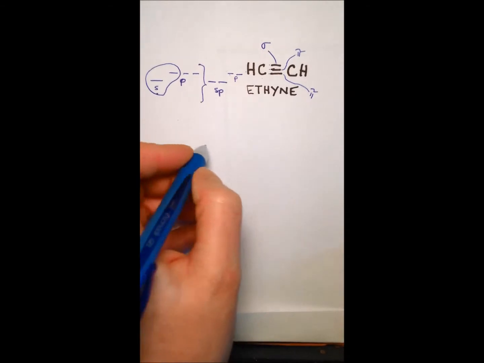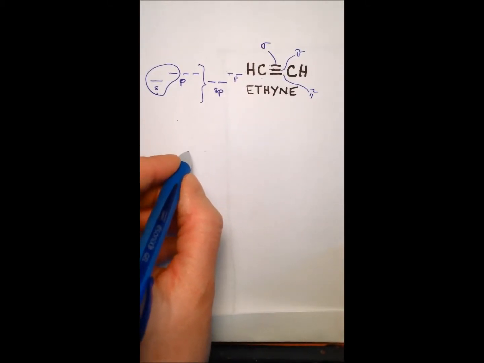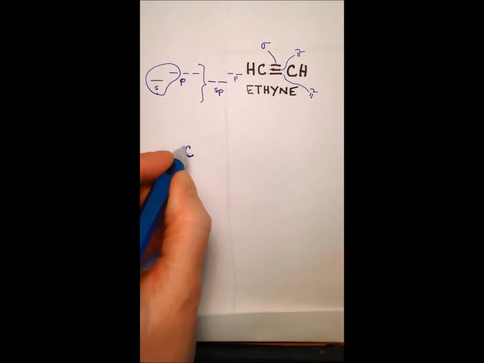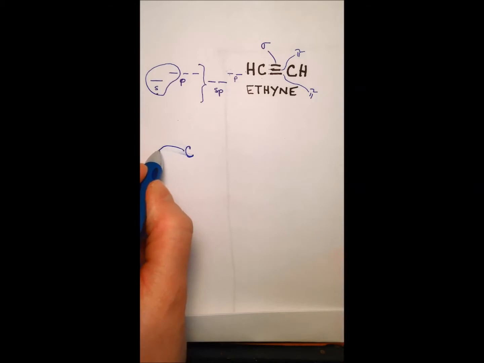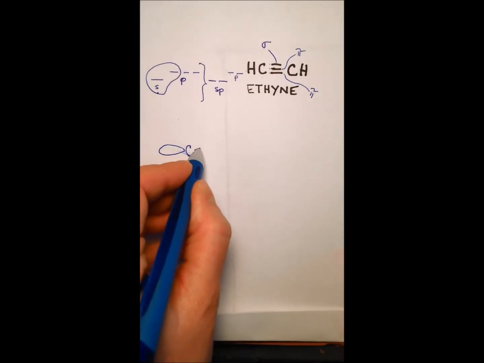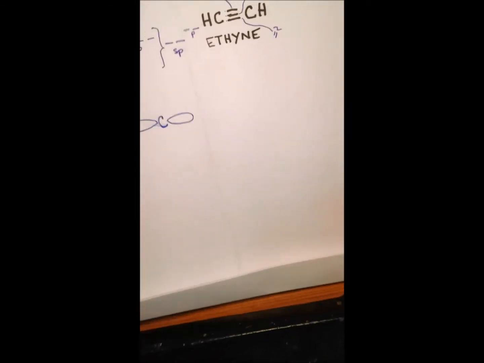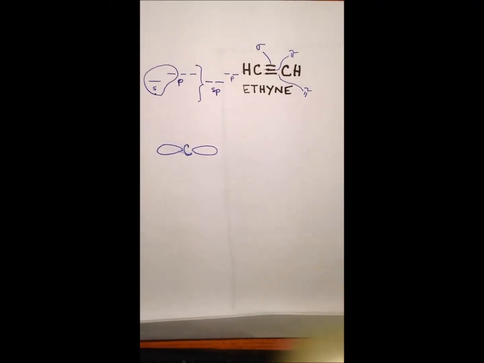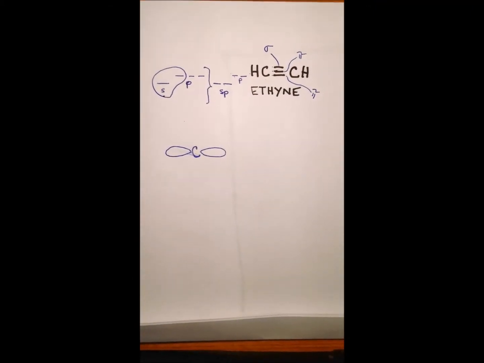And so let's draw this out. So I have a linear arrangement, and so I have a carbon with an sp in this direction and an sp in this direction. Whoops, my camera just fell over. Let me fix that. Sorry about that.